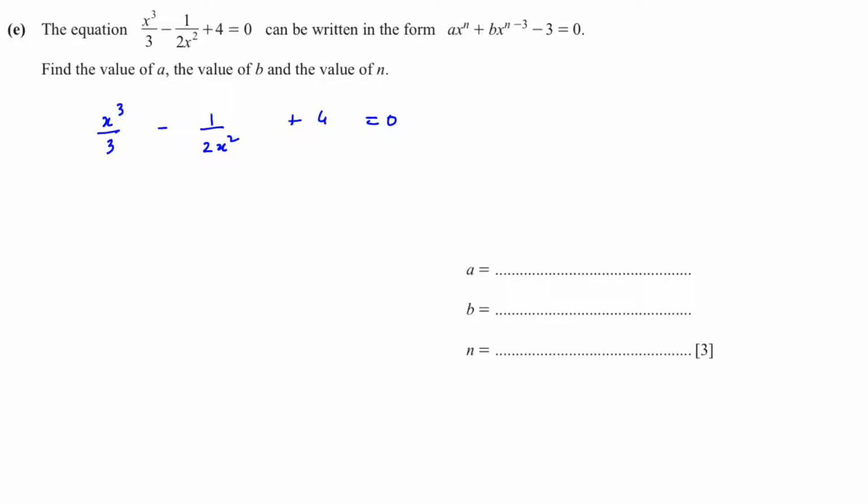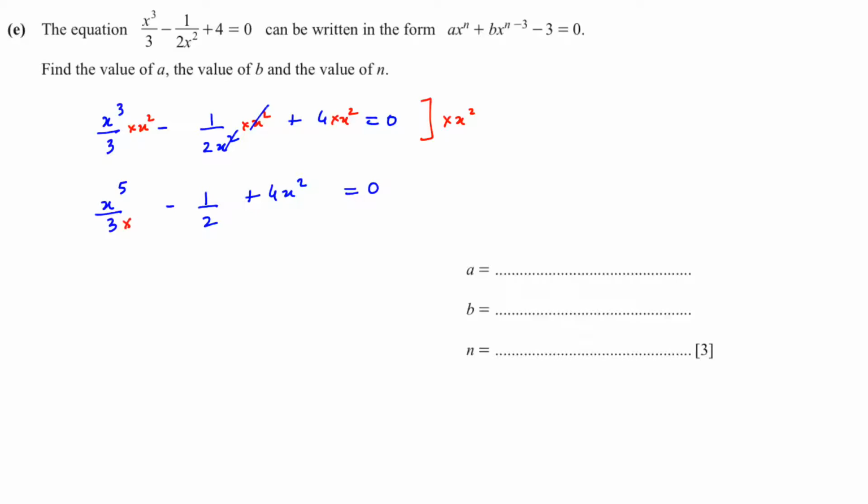First let's just remove the x squared. That will make it easier for you to understand. So I multiply each term by x squared. When you do that, you will get x to the power of 5, we add the powers 3 plus 2, 5 over 3 minus 1 over 2, the x squared gets cancelled, plus 4x squared is equal to 0. Now we are left with 3 and 2 in the denominator. The lowest common multiple of 3 and 2 is 6.